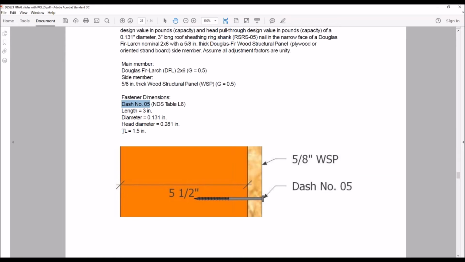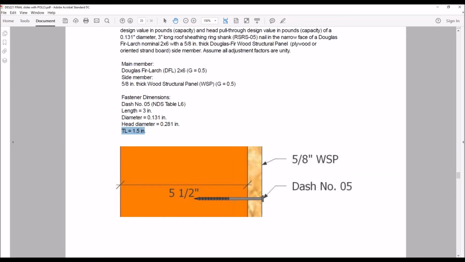A very important value is this TL value, which represents threaded length. In this case, that's the length of the shank of the fastener that is the deformed portion, or for this example, it's a ring shank, so that's where the rings are. And this is something that applies to all deformed shank fasteners. You only use the withdrawal provisions for the portion of the shank that has the deformations in it.